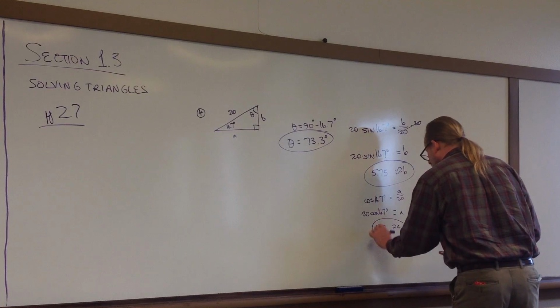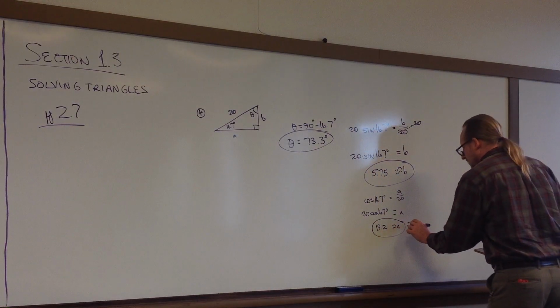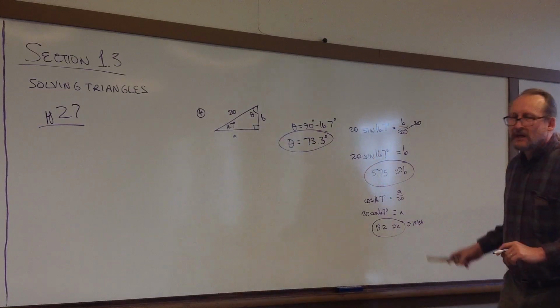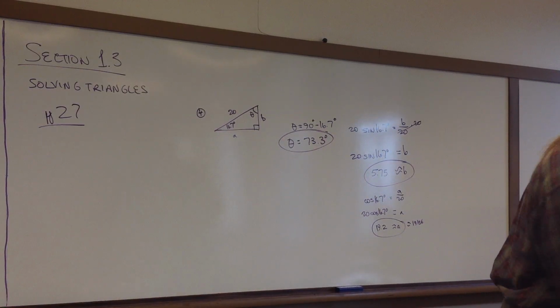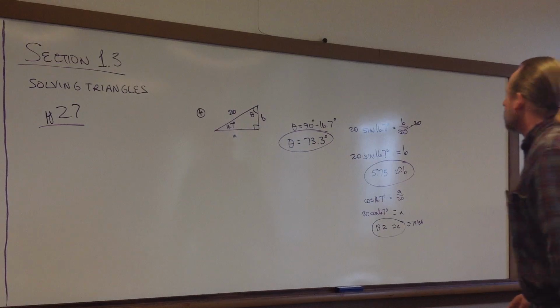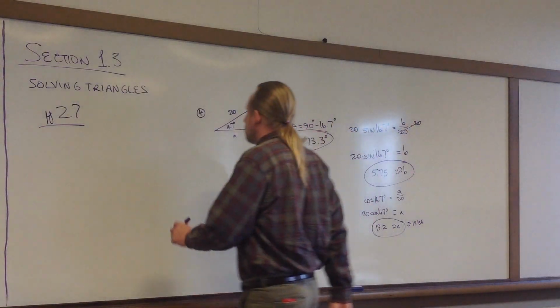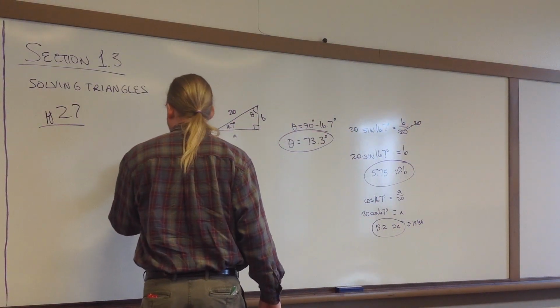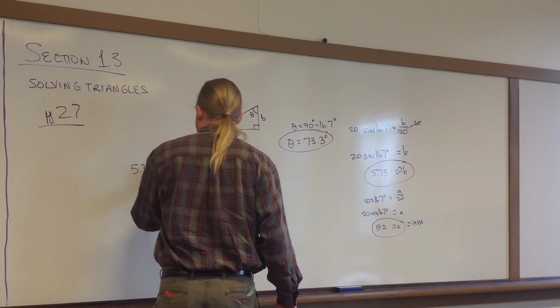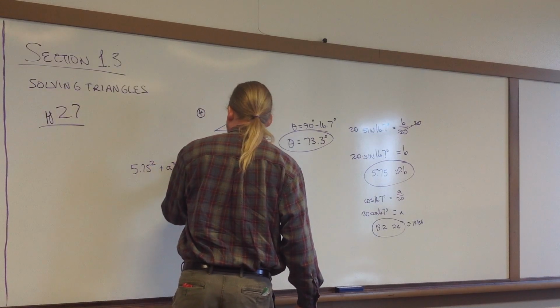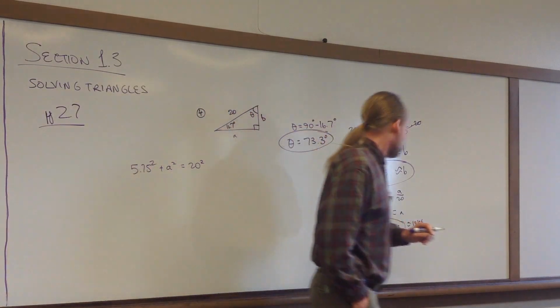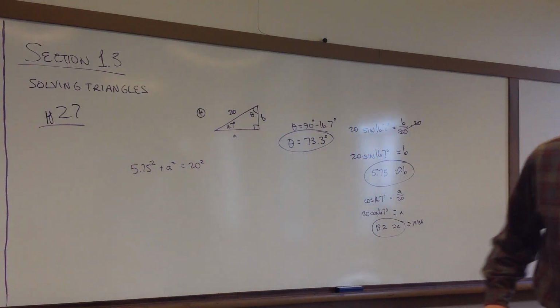19.2. And that actually comes out to 19.156. And so, let's see what we get. If I take this 5.75 plus A squared equals 20 squared, and see what we get there.